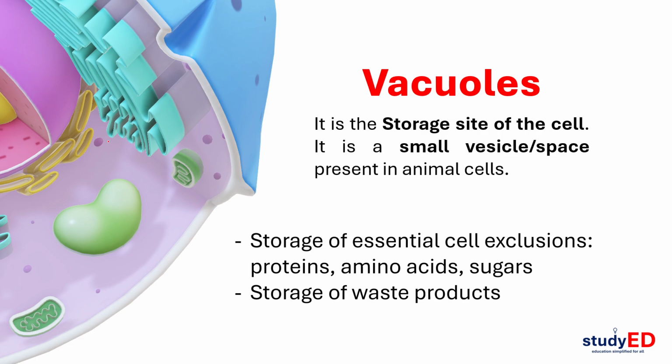That's it for vacuoles. And they are single membraned, and they are covered by a membrane that is called tonoplast. T-O-N-O-P-L-A-S-T. Tonoplast. This tonoplast is the name given to the membrane of a vacuole. Okay, so that's it for vacuole. Let's move on.